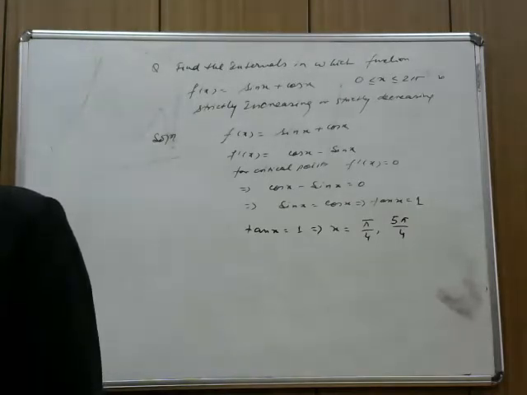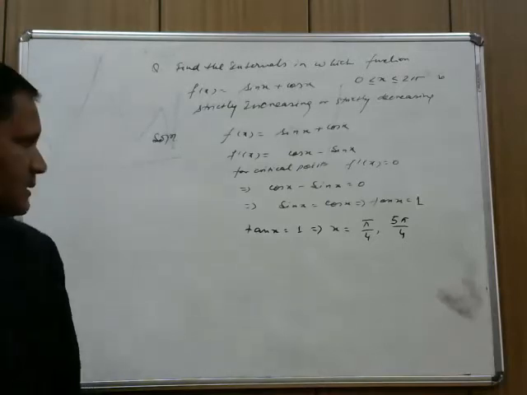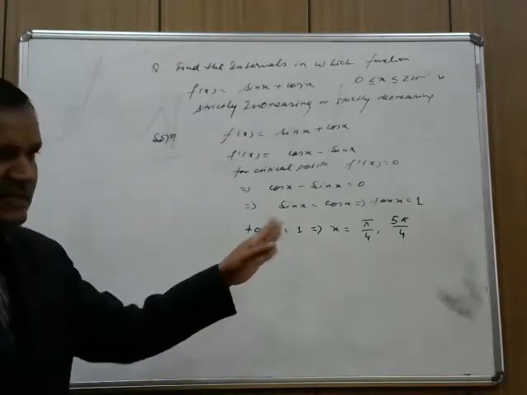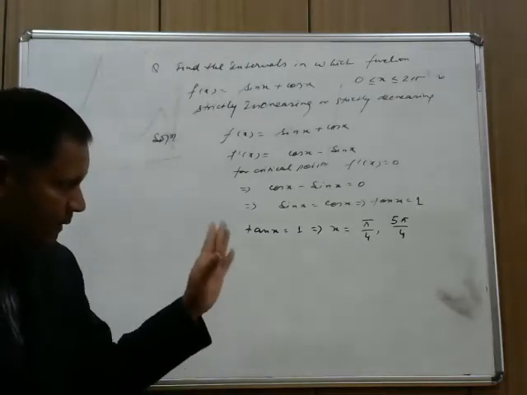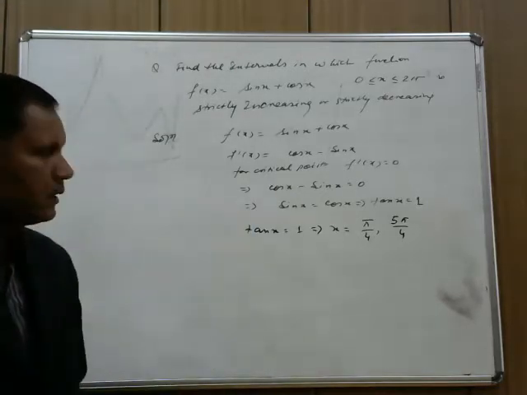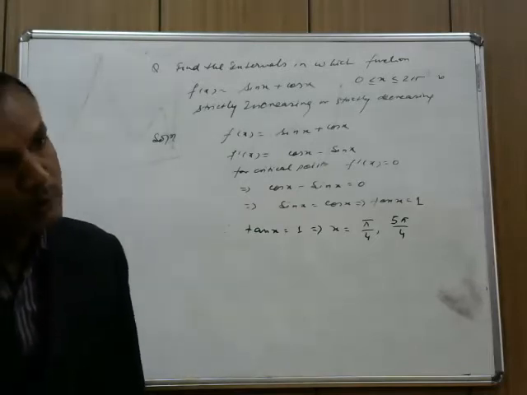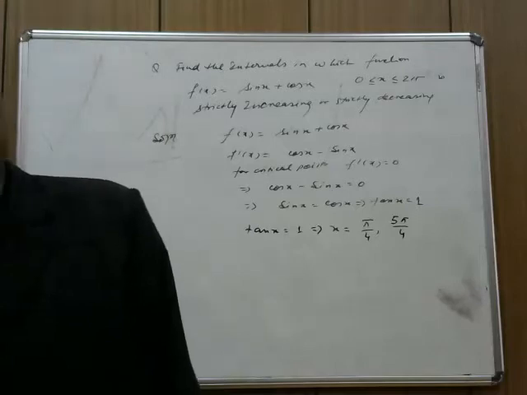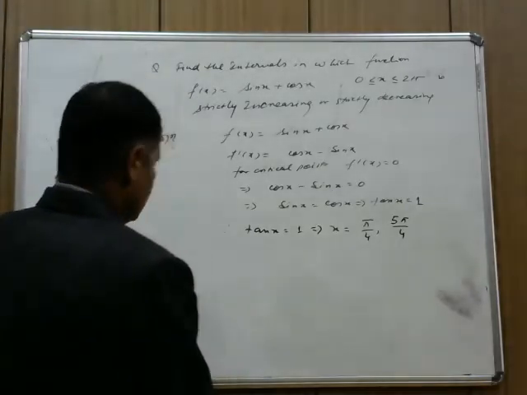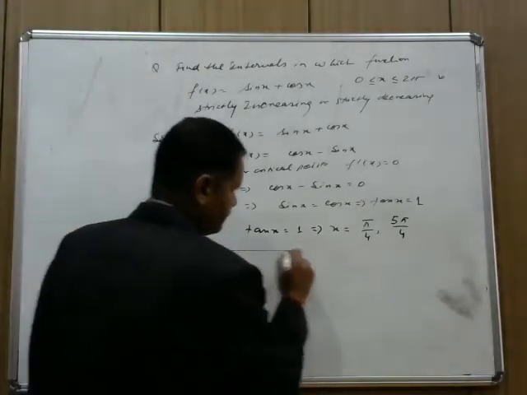The intervals we have: one is if the angle is less than pi by 4, second one is between pi by 4 to 5 pi by 4, and the third one if the angle is more than 5 pi by 4. This we can check now, right? That's why you make the table now.